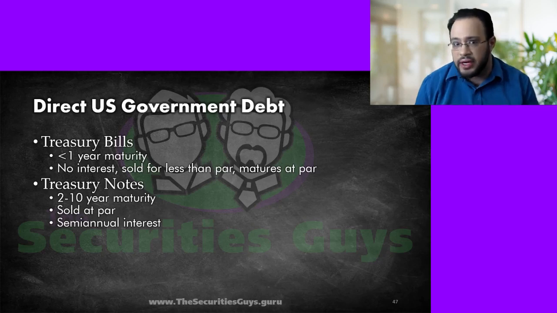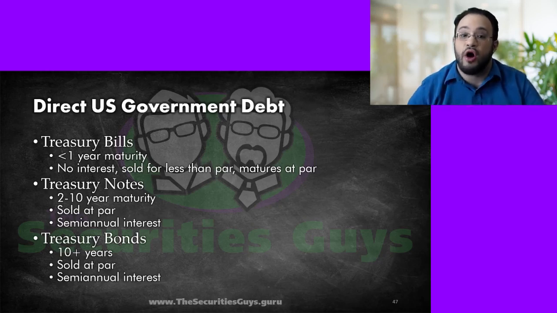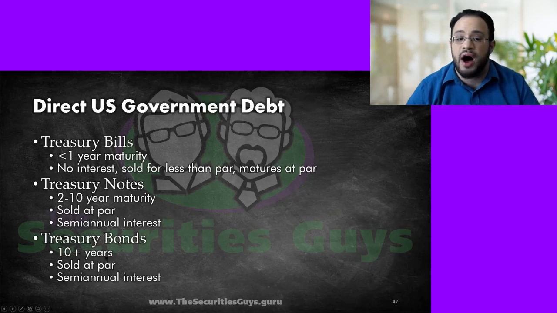There aren't like 1.5 year treasuries or anything. Treasury bonds are 10 or more years. They're sold at par with semi-annual interest, just like regular bonds. Notes and bonds are very similar. The only difference is the maturity. Notes are middle term, bills are shortest. Notes are middle, and bonds are the longest. Bills are shortest, bonds are longest.